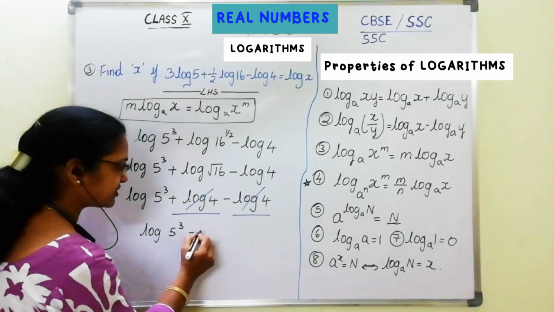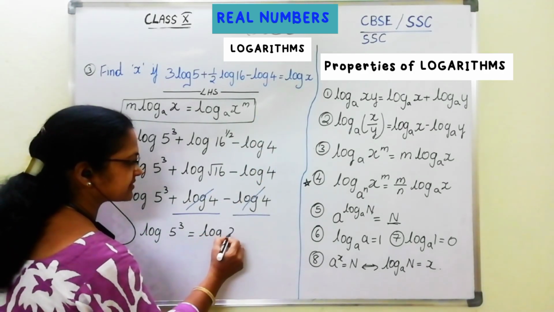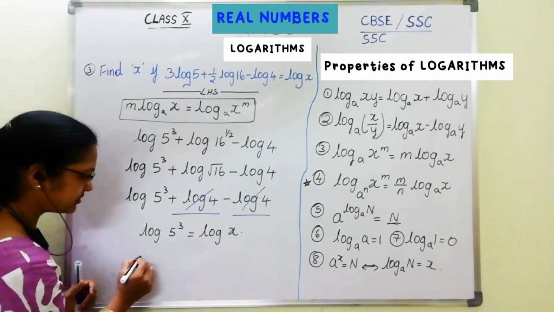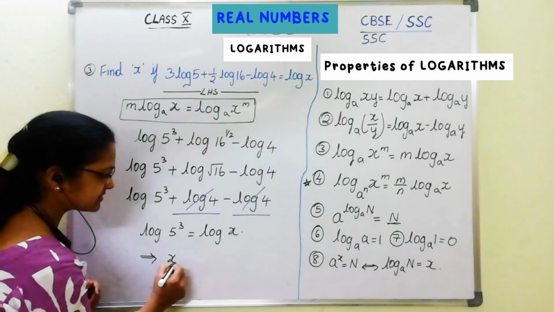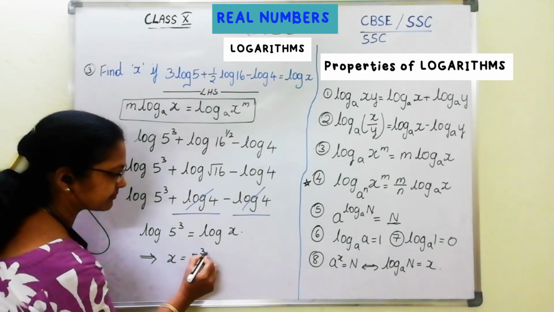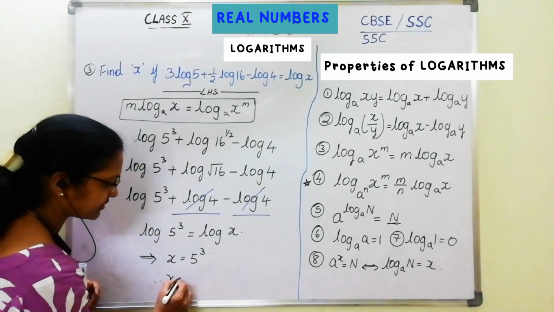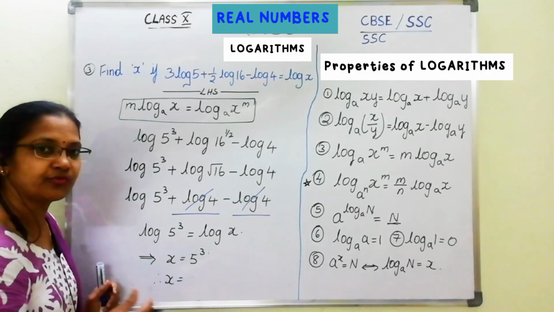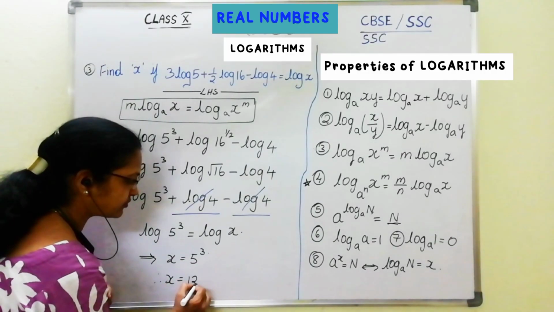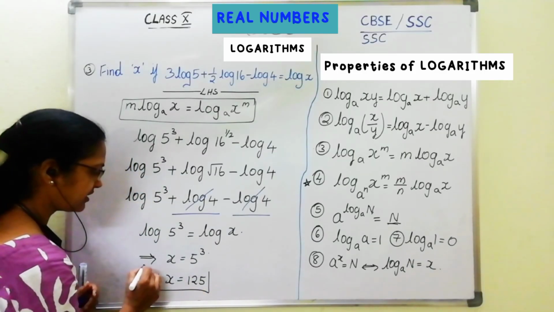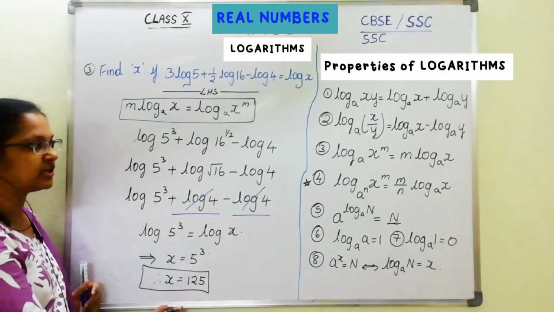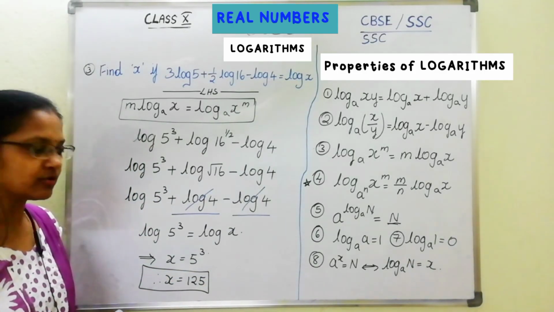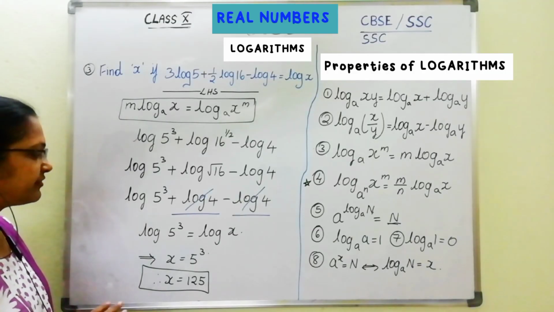Now RHS side, log x. Therefore this implies x is equal to 5 power 3. Therefore x is equal to 5 power 3, which is 5 into 5 into 5, that is 125. Hence x value is 125. This is how we are going to solve the problem very easily.